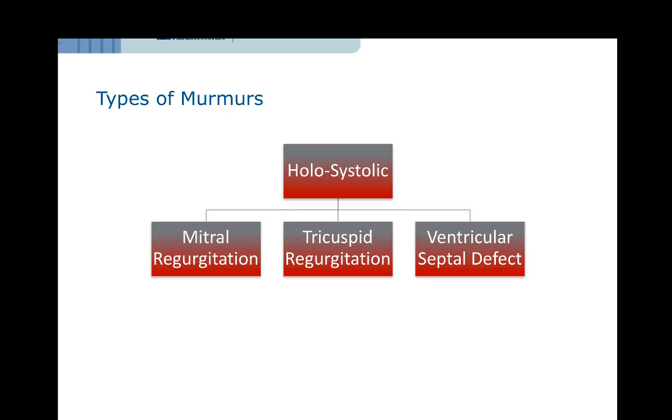We have holosystolic murmur. That means you hear the same intensity of murmur throughout systole. And we'll be talking about mitral regurgitation, tricuspid regurgitation, and ventricular septal defect. I would try to remember holosystolic because there's not a lot of them. I would remember which ones cause holosystolic, and in that way you could understand which ones cause systolic ejection ones.